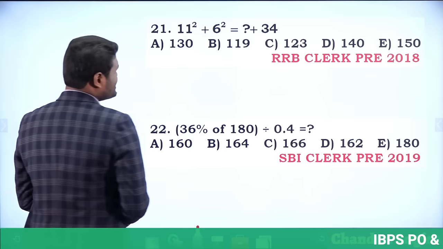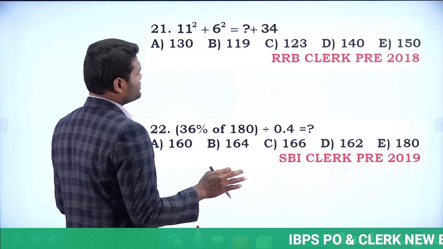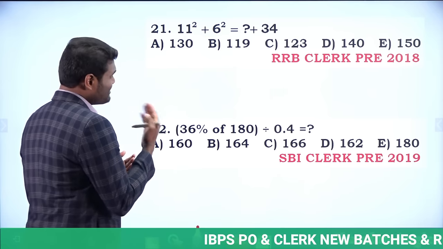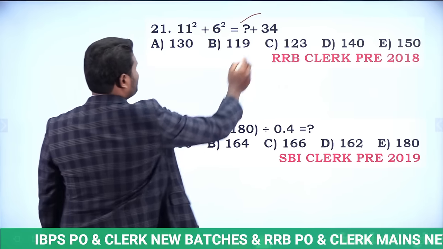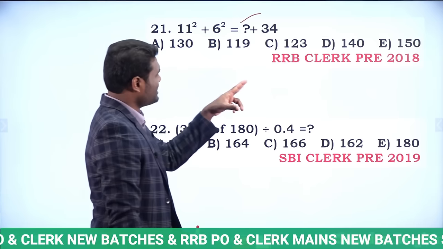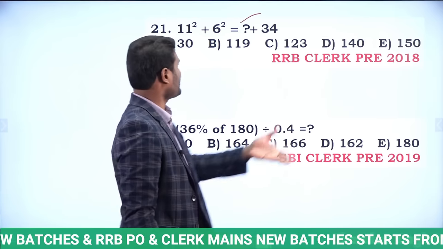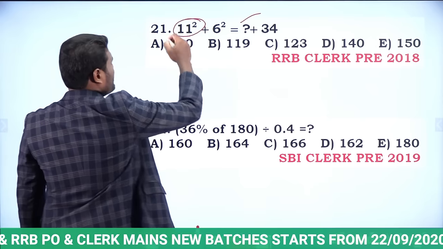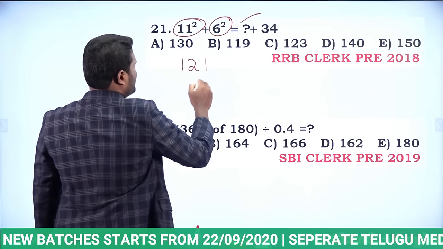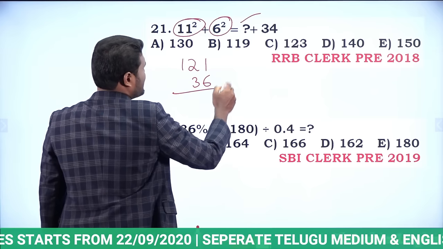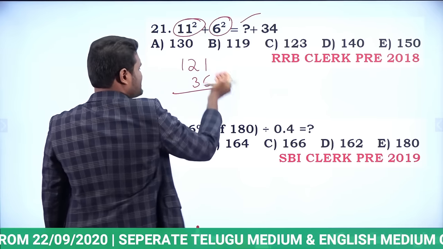11 square plus 6 square plus question mark equal to 34. Sorry, 11 square plus 6 square equal to question mark plus 34. We are supposed to find what is the value of question mark. Either you can calculate it or you can verify the last digit. Okay. It's up to you. If you calculate 11 square, it will be 121. And this is nothing but 6 square, 36. Okay. 121 plus 36.